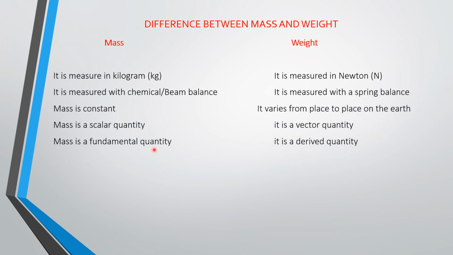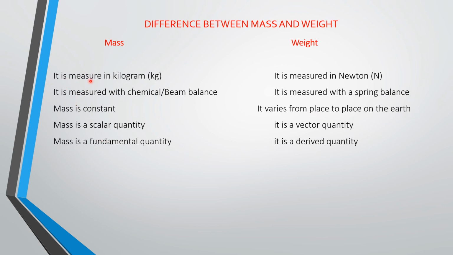Okay, so I just mentioned some differences between mass and weight. So this is just like a summary of the difference between mass and weight. Please, you need to take note of this, especially the third bullet point and the fourth one. Mass is constant. Weight varies from place to place on the Earth's surface. That's a major difference between mass and weight.